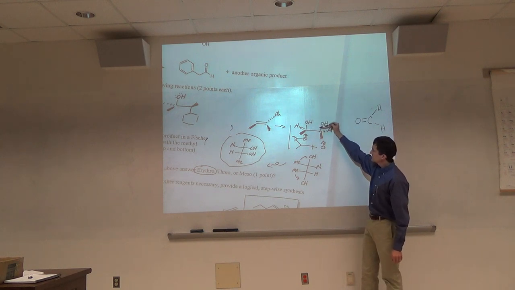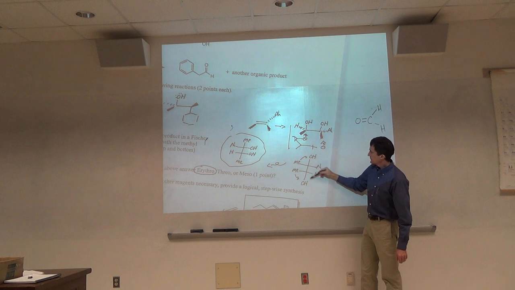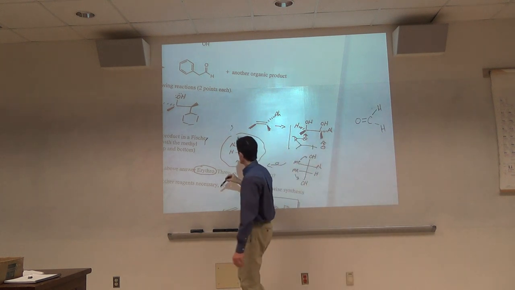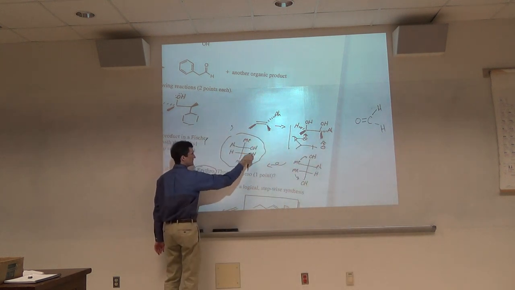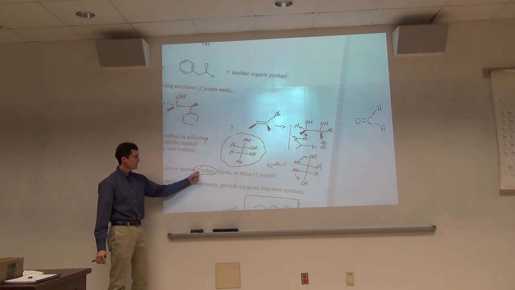Then I drew it in a Fischer projection. I drew it like this and I rotated it. It said methyls at top and bottom. Methyls at top and bottom. OHs end up being on the same side. That's erythro.